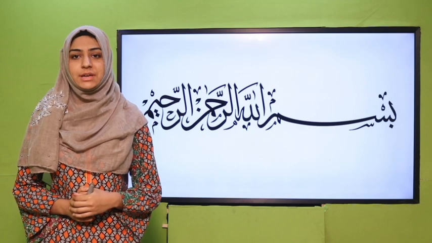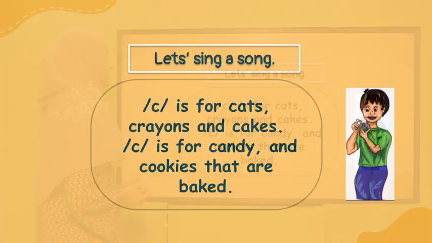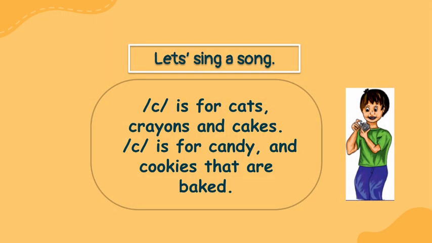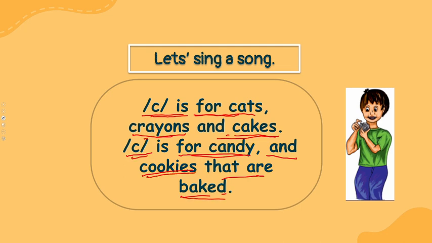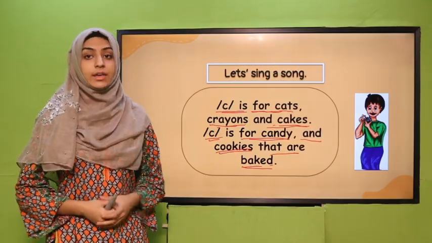Bismillahir Rahmanir Rahim. Today, first of all, we are going to sing a poem together. So let's sing. K is for cats, crayons and cakes. K is for candy and cookies that are baked. Let's sing it one more time. K is for cats, crayons and cakes. K is for candy and cookies that are baked. So here we have focused on the word and sound K in this poem.